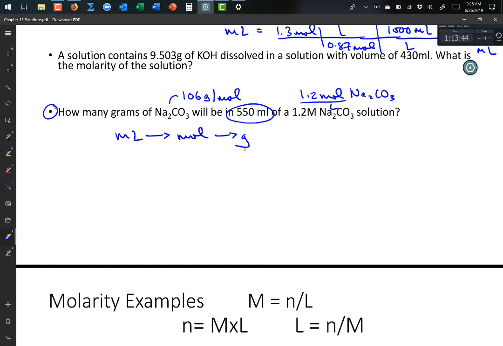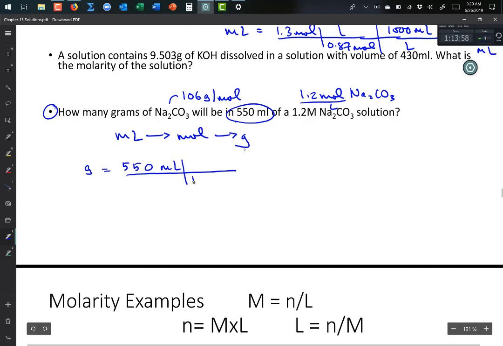All right, that was a minute. So I'm looking for grams. So I have 550 milliliters. Oh, I skipped a step because I always forget about those things. I'm going to need it in liters. And then I'm going to get it into moles. So my milliliters will cancel. It's 1.2 moles per liter. And I have units of moles at this point, so I'm going to do 106 grams for every mole. That's how you should have it set up.